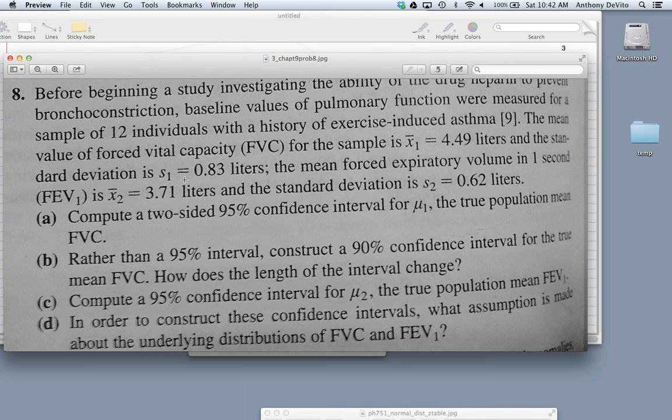In other words, they didn't give us the standard error. They gave us the standard deviation, not of the population, but of the particular sample of 12 people. And since we don't know the standard deviation of the entire population, we're using that to estimate the standard deviation or spread of the entire population. That's an excellent question. I'm glad you pointed that out because there can be some confusion with that.